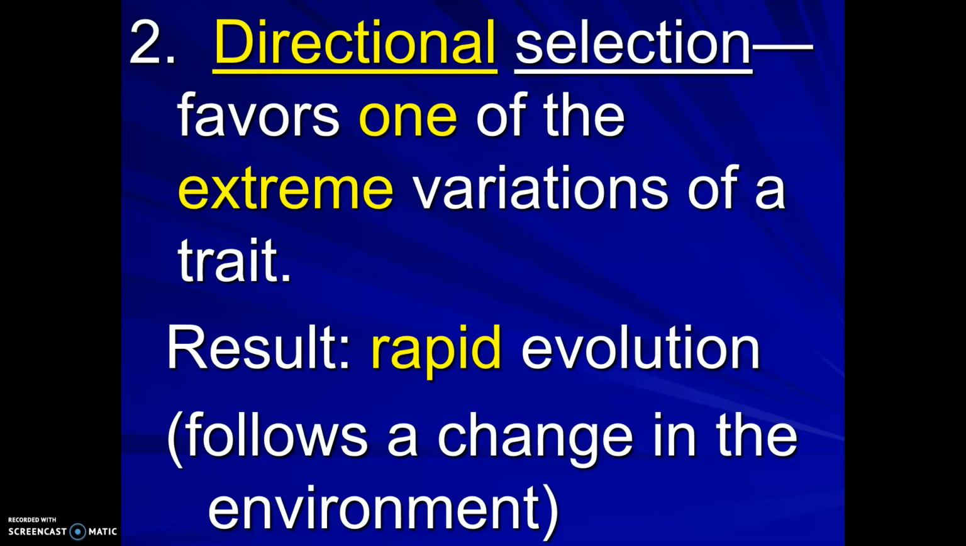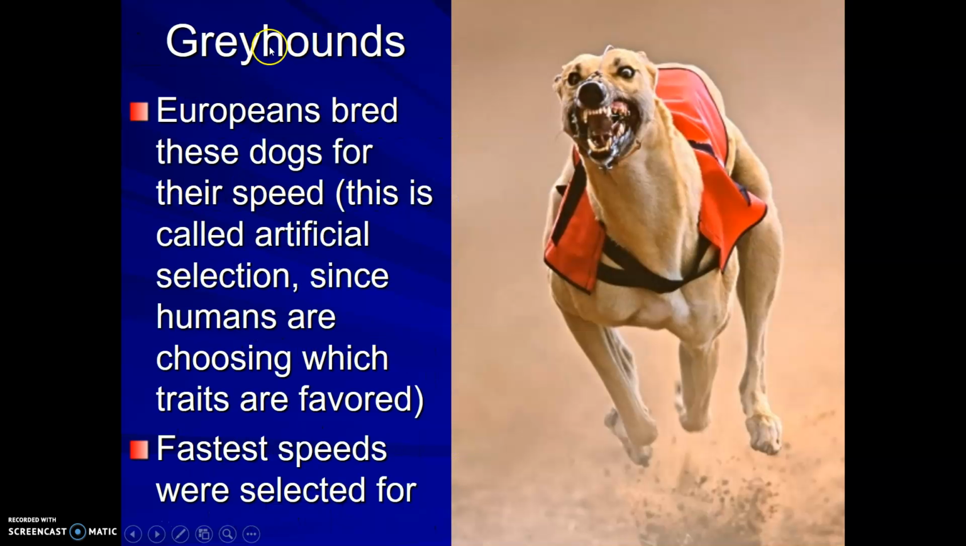The result when this happens is rapid evolution, and it follows a change in the environment. I know this is really lame, but you guys remember the band One Direction? That's how I remember this one. One directional. An example, again artificial selection where humans chose the traits: greyhounds. Europeans bred these dogs for their speed. This is called artificial selection since humans are choosing. Natural selection is where nature chooses, and artificial selection is where humans choose.